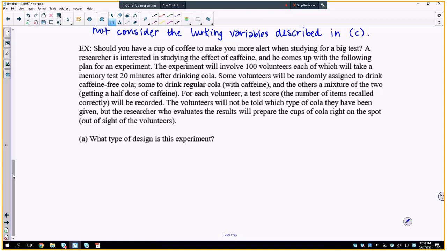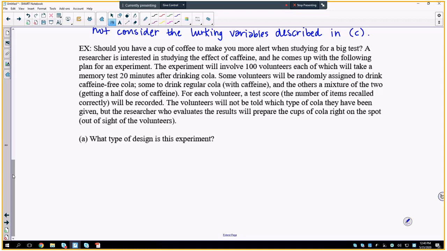For each volunteer, a test score will be recorded based on the number of items recalled correctly in the memory test. The volunteers will not be told which type of cola they have been given, but the researcher who evaluates the results will prepare the cups of cola right on the spot, out of sight of the volunteers. What type of design is this experiment?